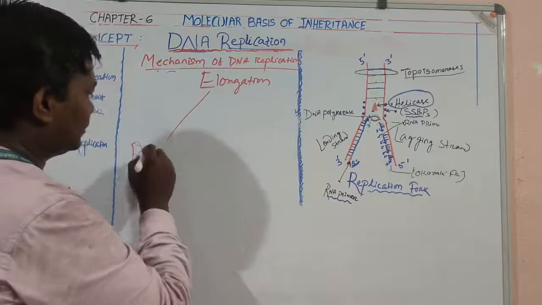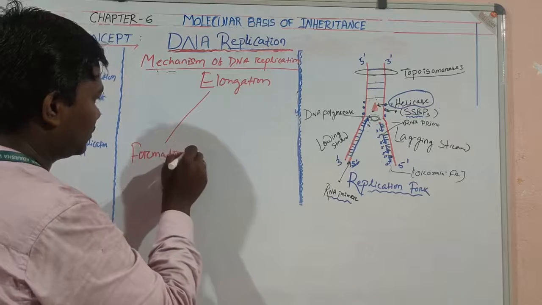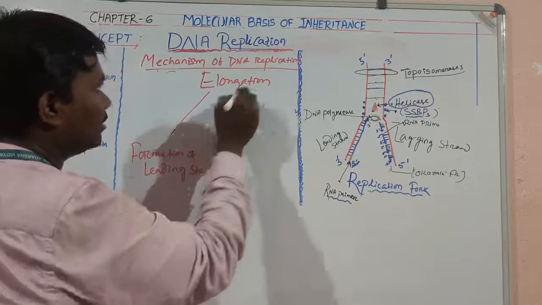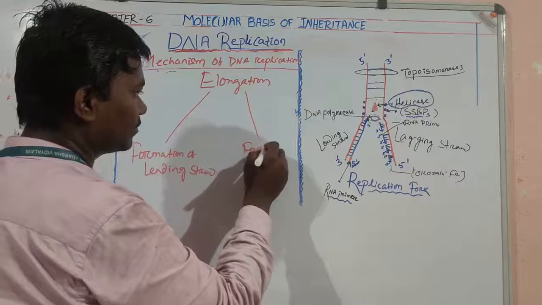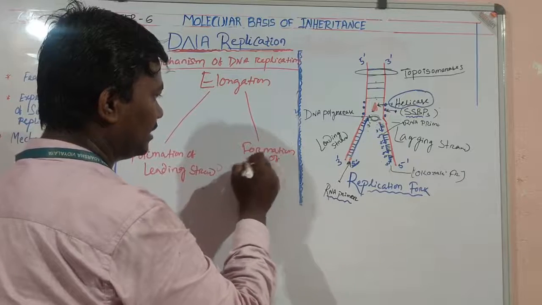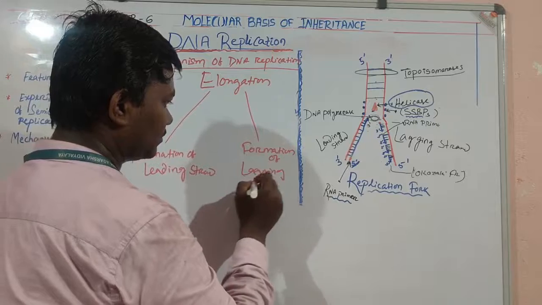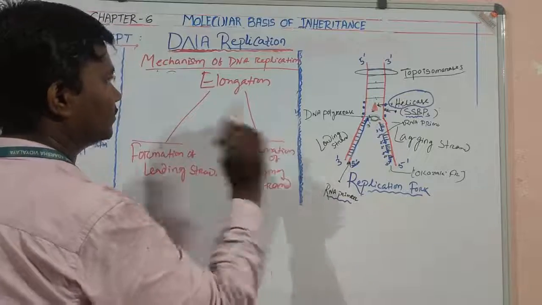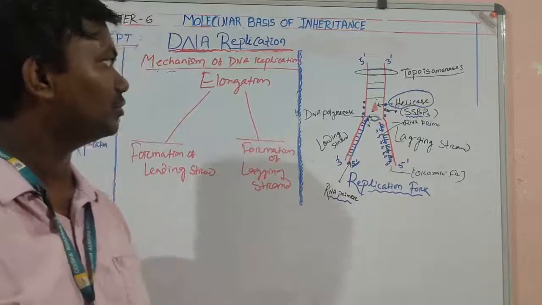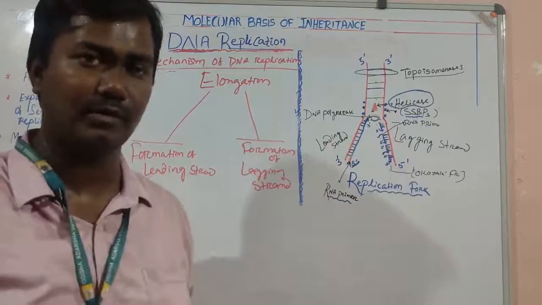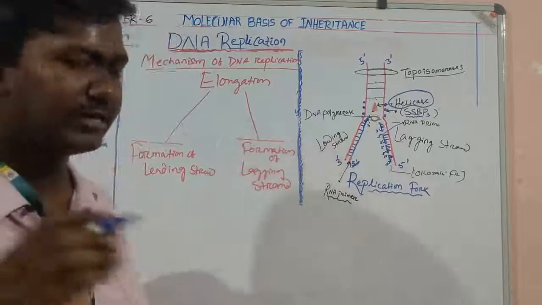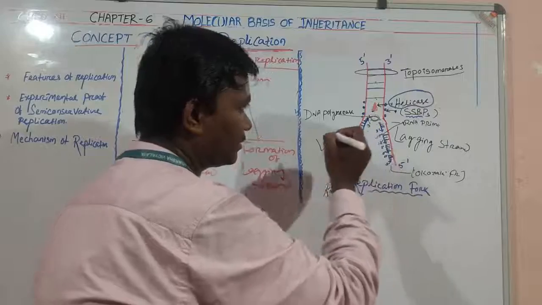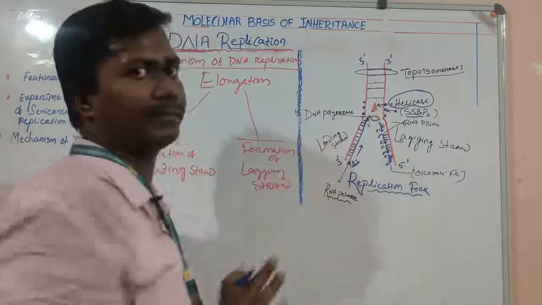Formation of leading strand, and formation of lagging strand. Okay, come to the action of DNA polymerase. Remember, DNA polymerase adds nucleotides in the direction of 5' to 3'. Okay.